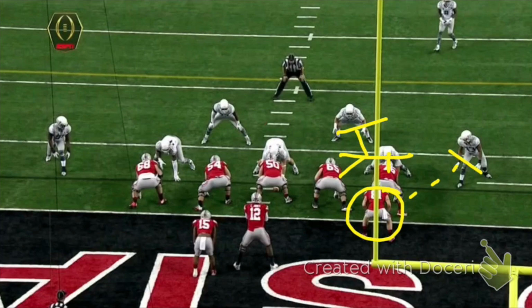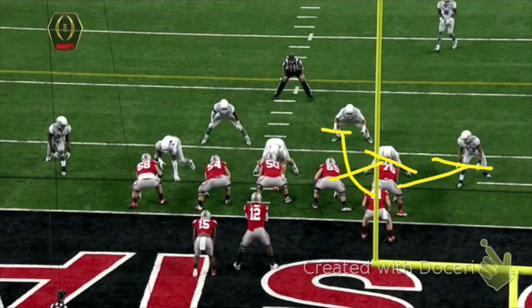Now, the issue with this is because of the tight end's formation, there's sort of a two-way go for the Sam linebacker there. So instead, the amendment is to fan the offensive line, have the guard block the defensive end, have the tackle block the Sam, and the tight end will lead up to block the Mike linebacker.